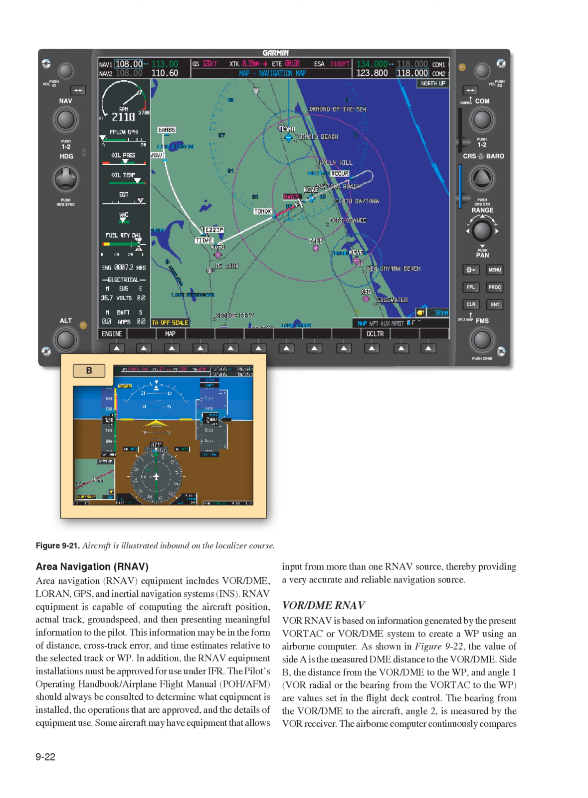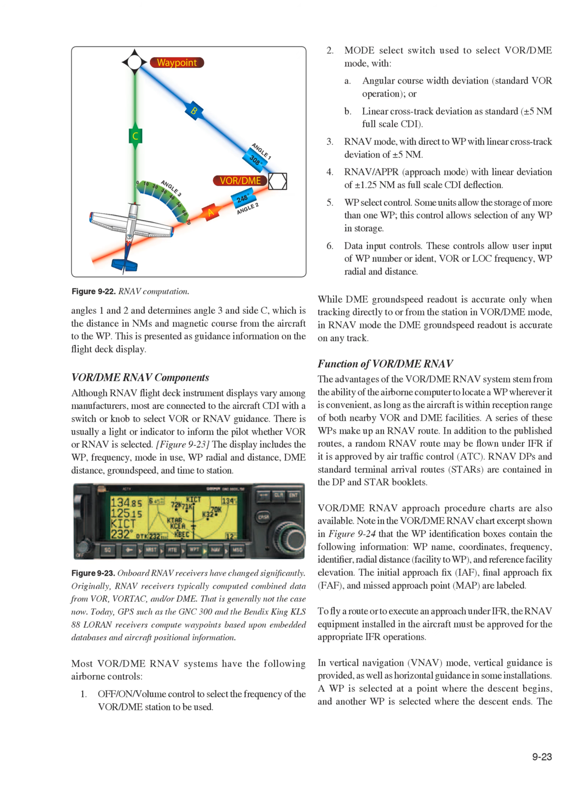The airborne computer continuously compares angles 1 and 2 and determines angle 3 and side C, which is the distance in NMs and magnetic course from the aircraft to the WP. This is presented as guidance information on the flight deck display. VOR/DME RNAV components. Although RNAV flight deck instrument displays vary among manufacturers, most are connected to the aircraft CDI with a switch or knob to select VOR or RNAV guidance.